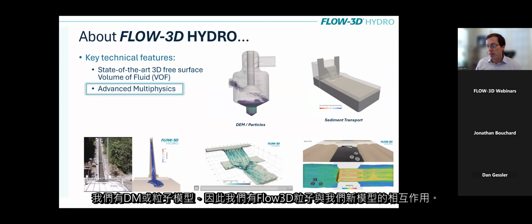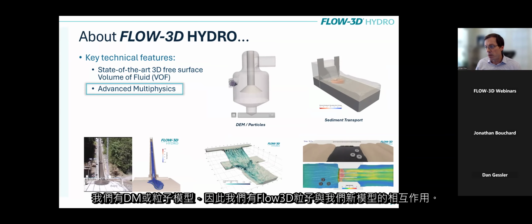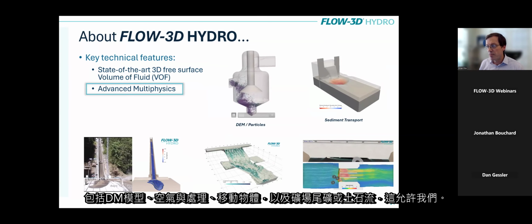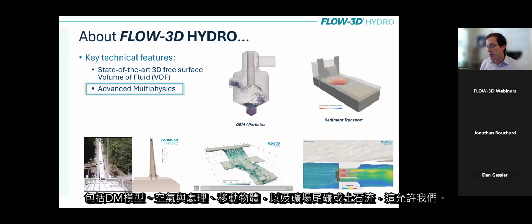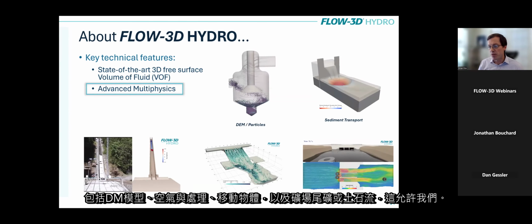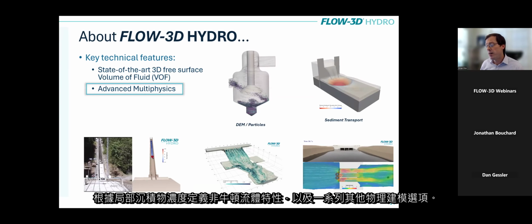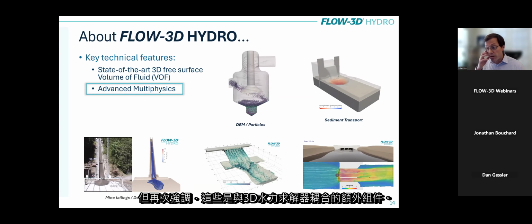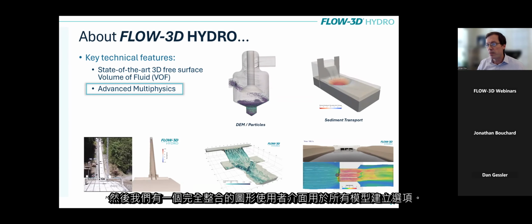We've got our DEM or particle model here. So we've got full 3D particle interactions with our new DEM model, air entrainment, moving objects, also a mine tailings or debris flow model, which allows us to define non-Newtonian flow properties based on a local sediment concentration, along with a slew of other physical modeling options. But again, these are additional components that couple with a 3D hydraulic solver.